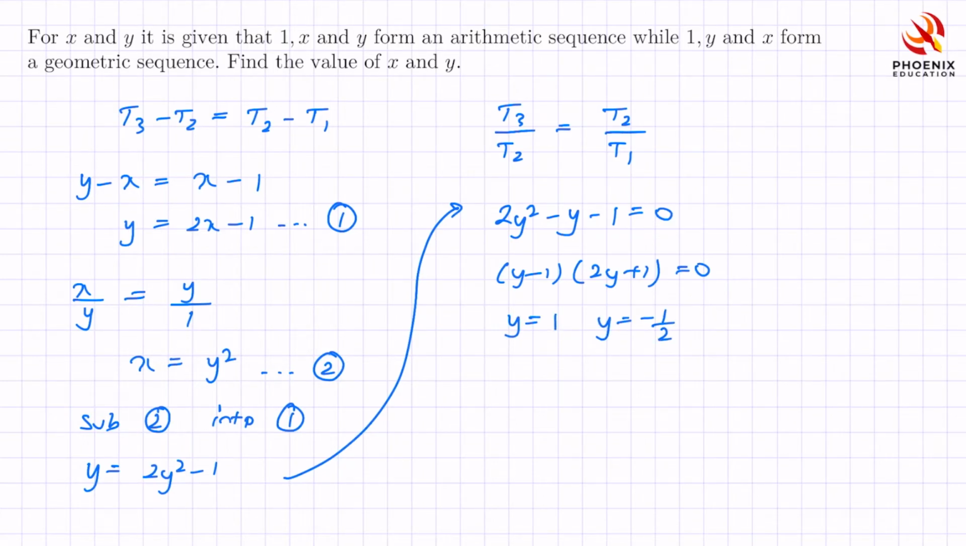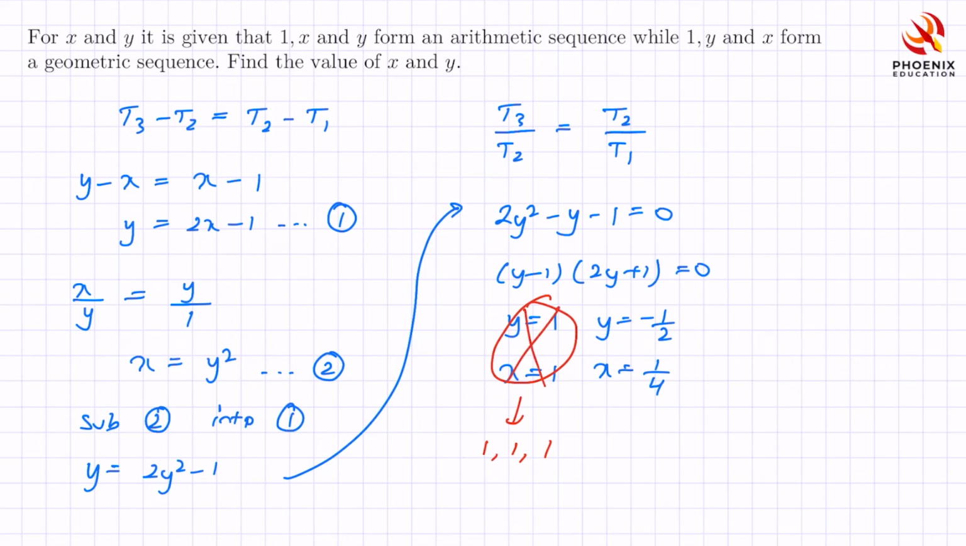Now let's find the corresponding x values by plugging these into the second equation. 1 squared is 1, which gives us x is equal to 1. And negative half squared gives us x is equal to a quarter. Now let's take a look at the first set of values. If we plug this into our sequence, it gives us 1, 1, and 1, which doesn't count as an arithmetic or geometric series. So x is equal to 1 and y is equal to 1 isn't a viable solution.